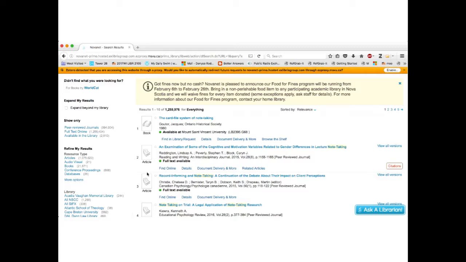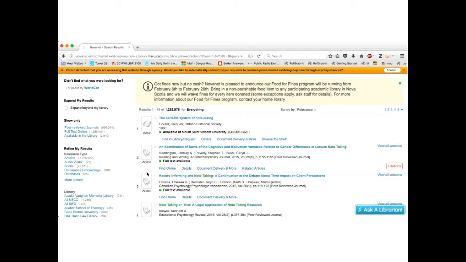The books tend to have an introduction. They tend to have a much larger view of things, different chapters describing different aspects, and the conclusion. So I find that the articles are good for current information and a narrow focus. Books are good for an overview, an introduction, the wide scope of a topic.